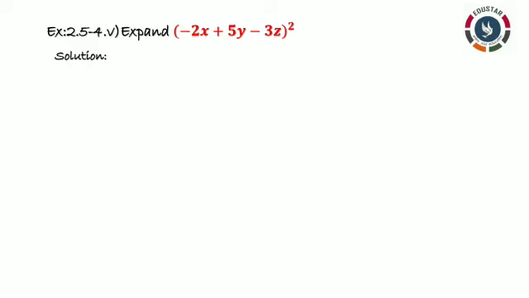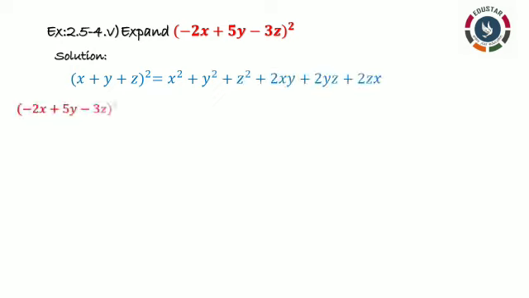We have to do it like the previous sum. Here instead of x we are having -2x, and instead of y we are having +5y, and instead of z we are having -3z. So the given algebraic expression can be written as (-2x + 5y + (-3z))². Now substitute in the fifth identity.